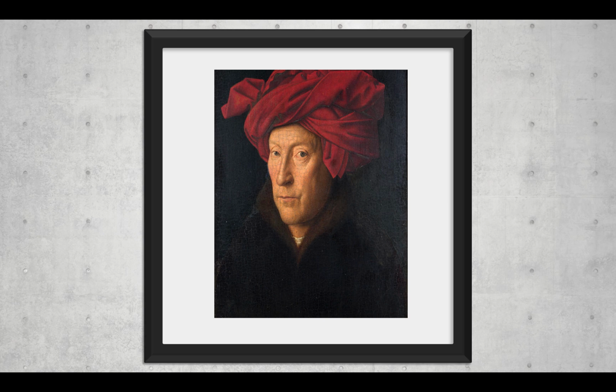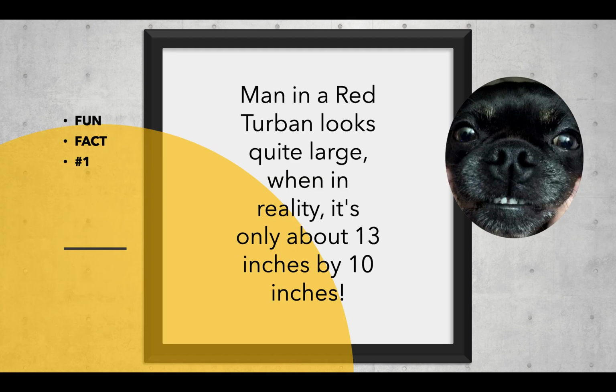Pictured on this slide is Jan van Eyck's Man in a Red Turban, which was painted in 1433. Fun fact number 1, presented by Abby the dog. Man in a Red Turban looks quite large, but in reality, it is only about 13 inches by 10 inches.